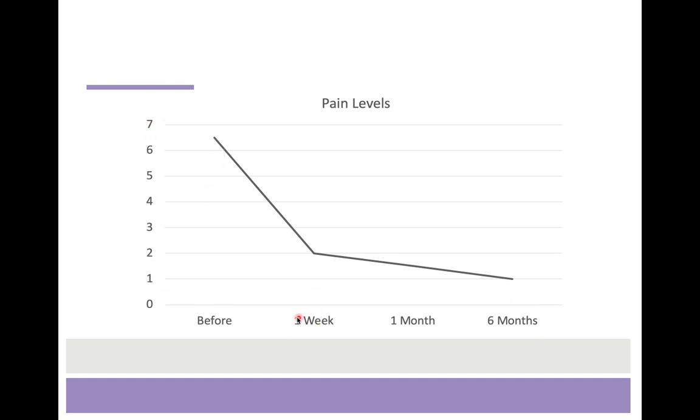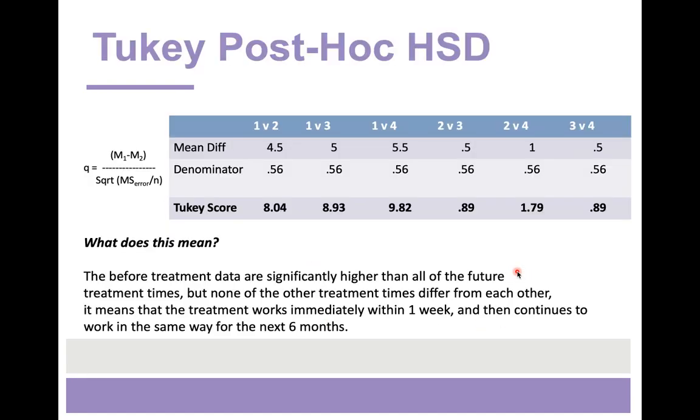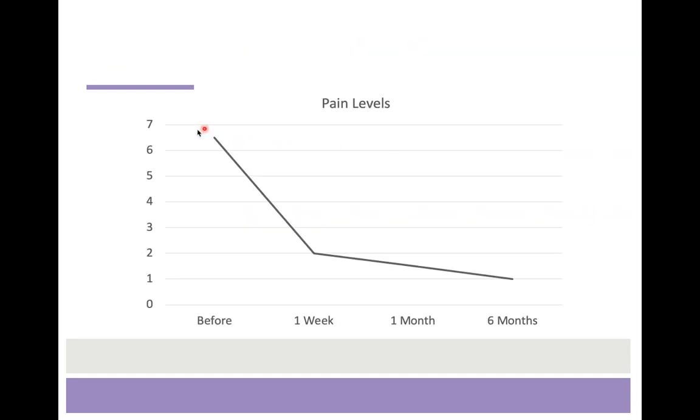So we can see that 1 week, 1 month, and 6 months are all basically the same, right? Pain doesn't change across 1 week, 1 month, and 6 months. And that was reflected in our Qs, right? Those comparisons over here, 2 versus 3, 2 versus 4, and 3 versus 4, were not significant. What was significant was group 1, or treatment 1, compared to all the others. Before compared to 1 week, before compared to 1 month, before compared to 6 months.